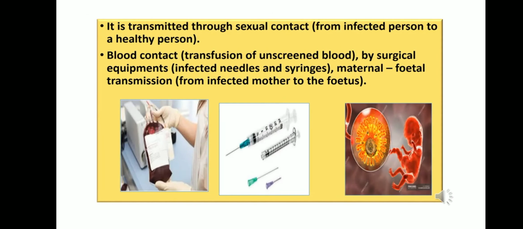It is transmitted through sexual contact from an infected person to a healthy person. Not only that, through blood contact, transfusion of unscreened blood, or surgical equipment. If the needles or syringes are infected, through that also a healthy person will be affected. Not only that, if the mother is affected, definitely the child in the womb will also be affected by AIDS, from the infected mother to the fetus. These are the ways AIDS will transmit from one person to another.